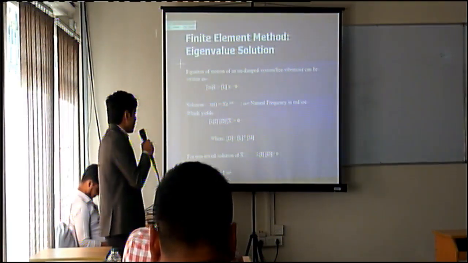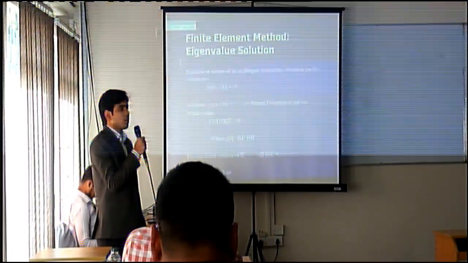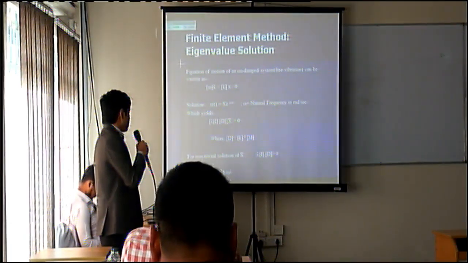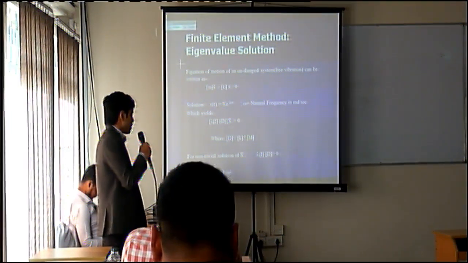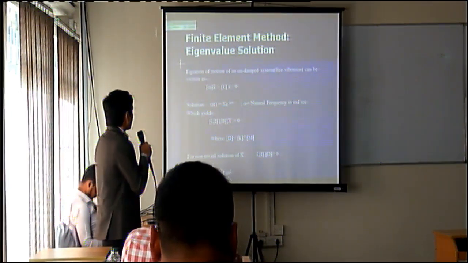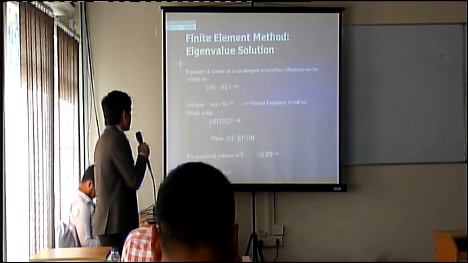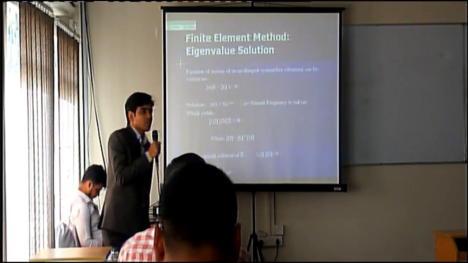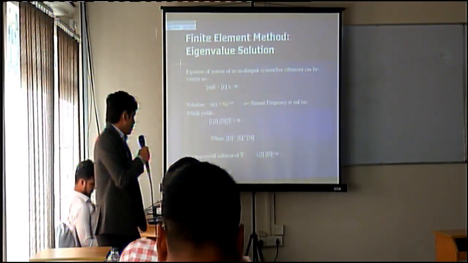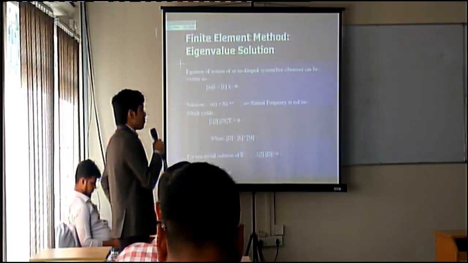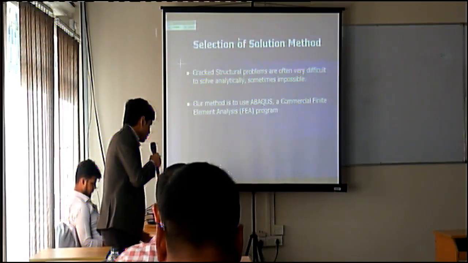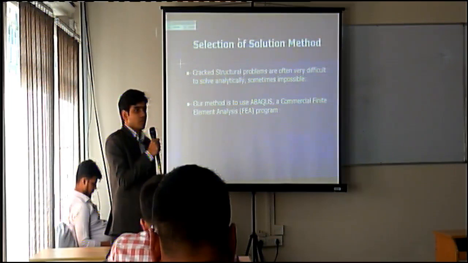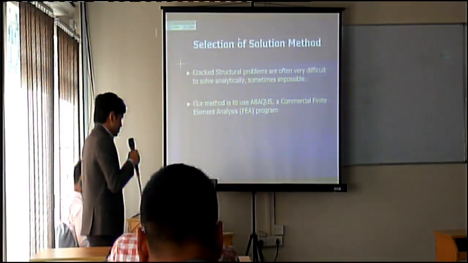And now the finite element formulation, which is dependent on the eigenvalue solution. The equation of motion of an undamped system can be written in this form, and we can modify this equation, and finally omega is the natural frequency of the beam, which is 1 by root over 1 by lambda. Now I have used Abaqus as software to calculate these frequencies.